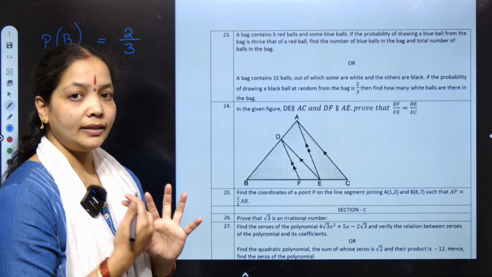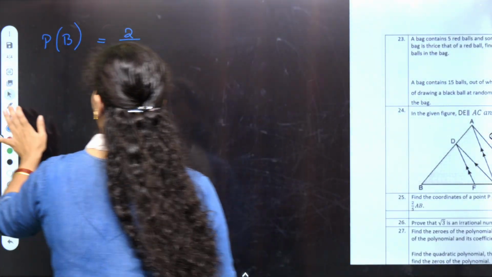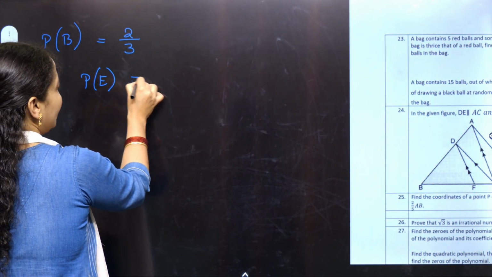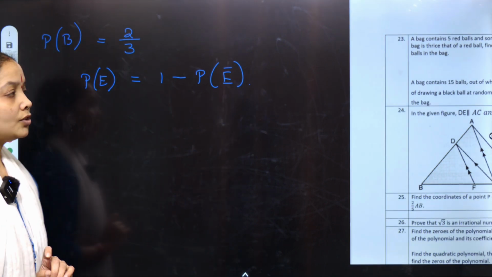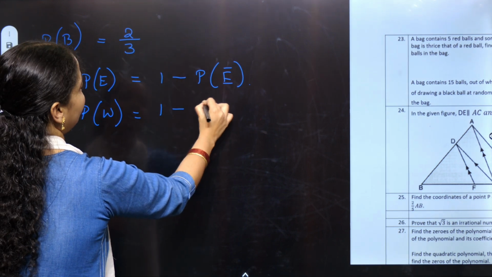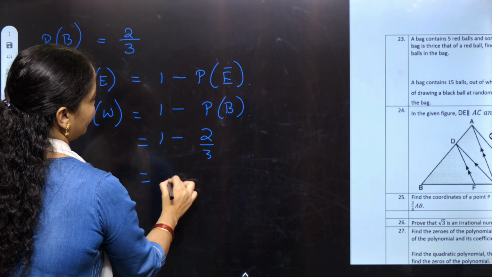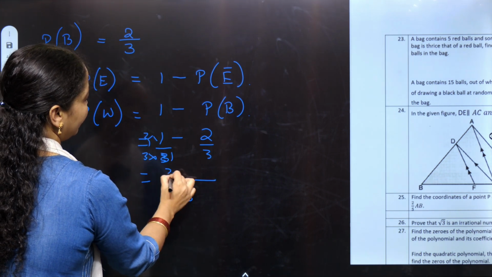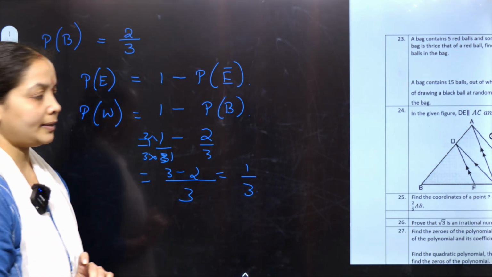According to the chapter and the concept, we have to know that the probability of an event happening is always equal to 1 minus the probability of the event not happening. So the probability of a white ball will always be 1 minus the probability of drawing a black ball. Therefore, I can write 1 minus 2 by 3, which is 3 minus 2 over 3. Therefore, the probability of drawing a white ball is 1 by 3.